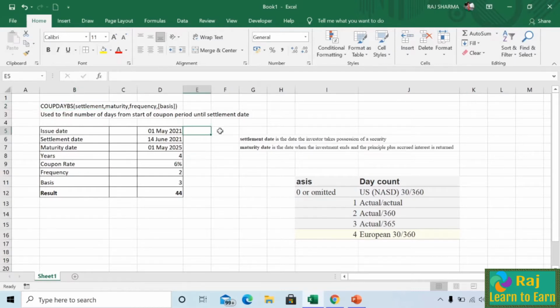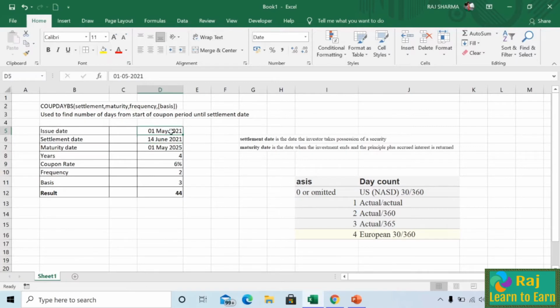Assume that ABC company has issued a bond, floated a bond in the market. The issue date of the bond is 1st of May 2021. Settlement date of the bond is 14 June 2021. Settlement date is the date when the investor has taken possession of the security. So even though the security is issued on 1st May 2021, the possession has actually been given to the investor on 14 June 2021. So COUPDAYBS, as the name suggests, is coupon before settlement.